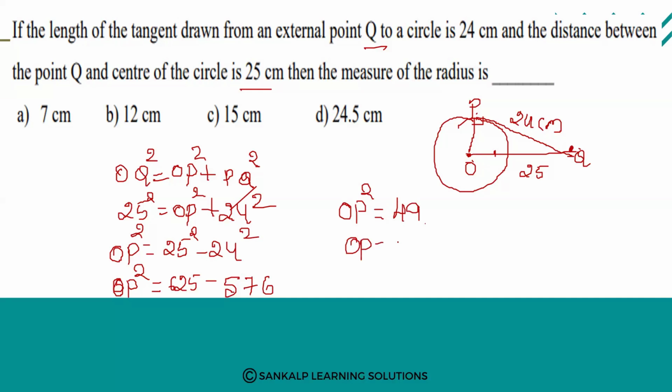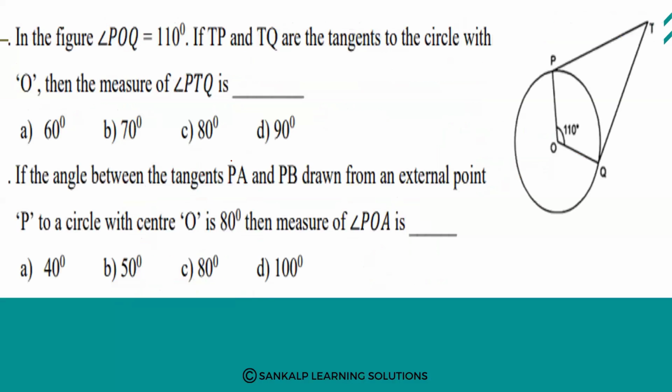Then what is the value of OP? OP is square root of 49. That means square root of 49 is 7 centimeter. So here option A is right. That is 7 centimeter. Understood? Shall we move to next question?